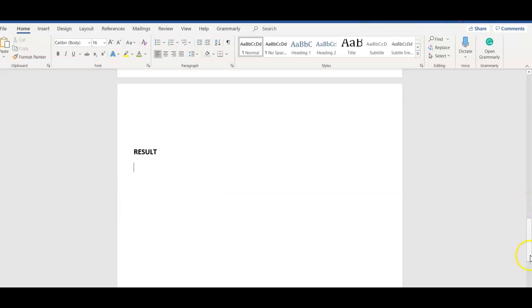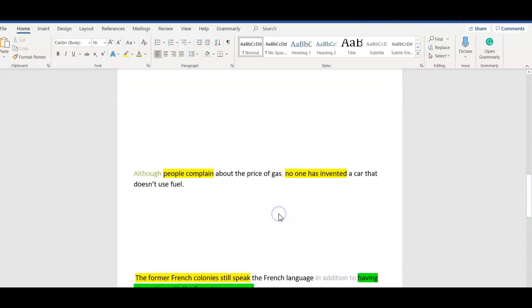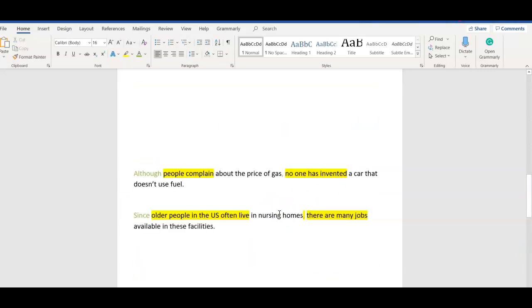Since and although follow the same punctuation pattern. These are called subordinators, and they work when the connecting word goes in the beginning of the sentence and we have a comma in the middle of the sentence.